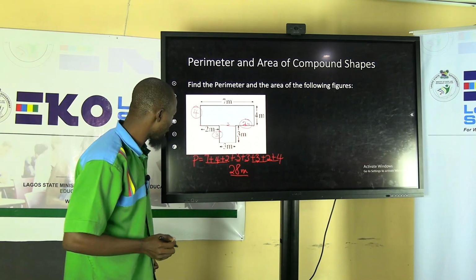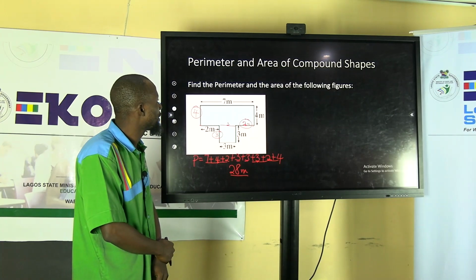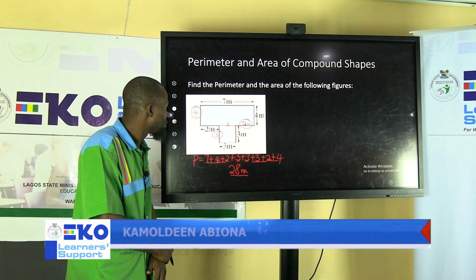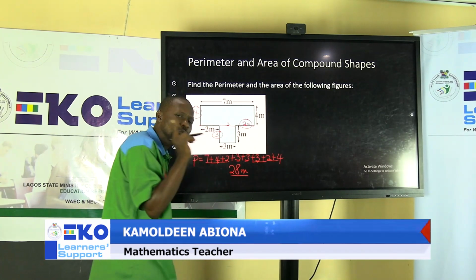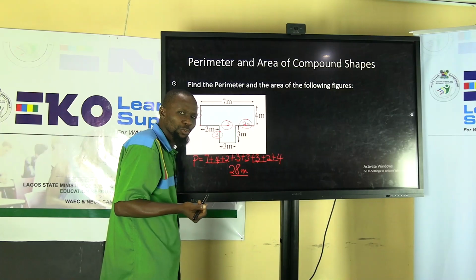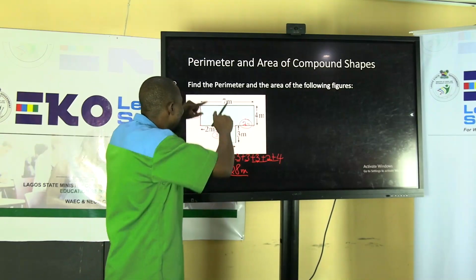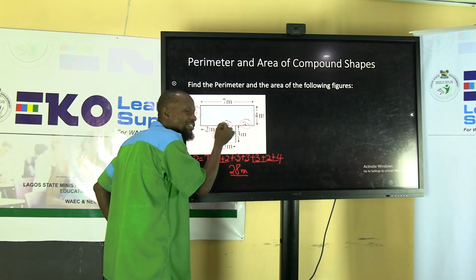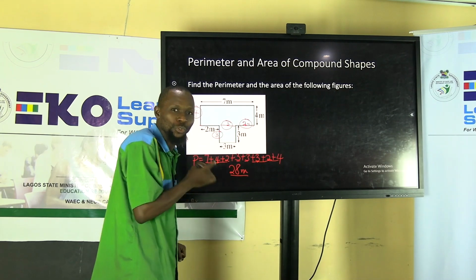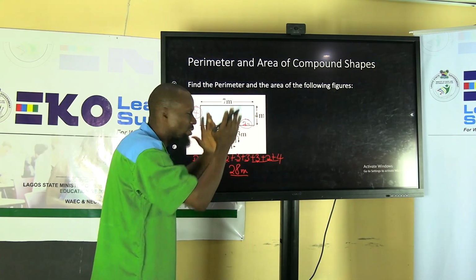So 28 meters, can you confirm that? Yes, so confirm that. That's the perimeter. Then we also need the area. In the case of the area, how do we do that? Do you observe that I didn't add this? I don't need to add it, because perimeter means the total length round the shape. This is inside. We don't need it. Even if there is a line there, we don't need it, because it's not at the boundary, it's not outside.